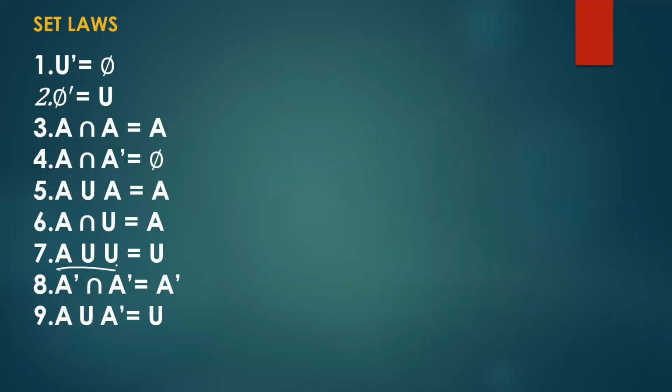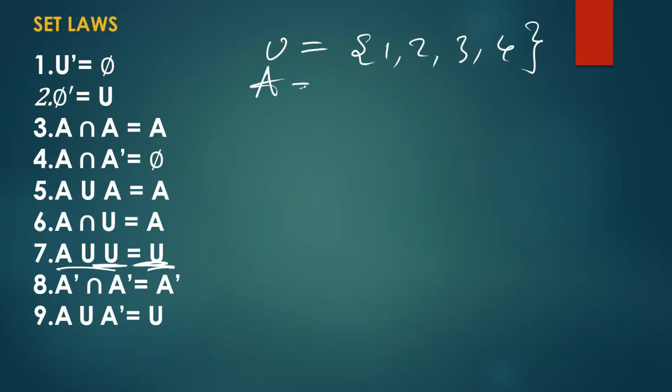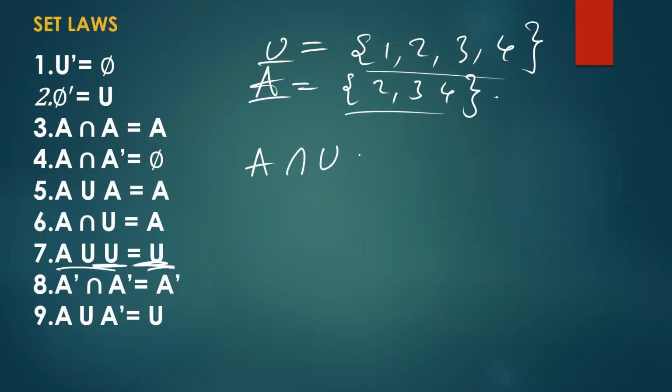So A union universal set. A union universal set gives us what? Universal set. How is that possible? You have a universal set being equal to 1, 2, 3, 4. Then the set A there is 2, 3, 4. And then they ask you to find the union set between the universal set and A. What that means is that we're going to add this set and that set. We're going to put them together. But as we're putting them together, we have to make sure that whatever is common in both sets is written once.